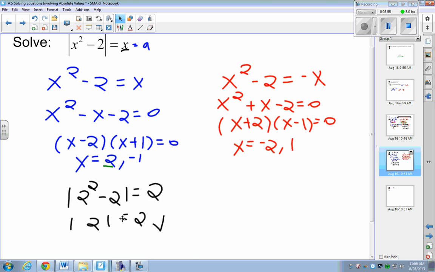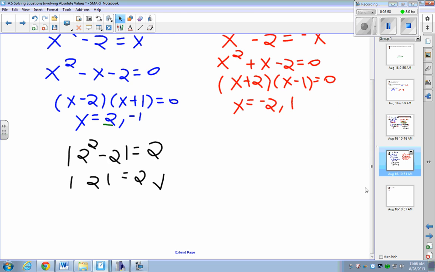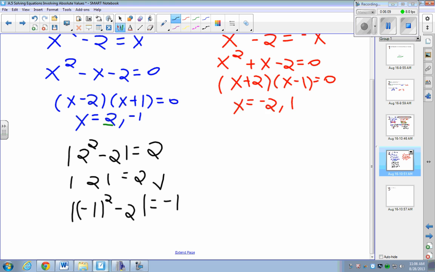Now let's try negative 1. All right, so we're going to have negative 1 squared minus 2 is equal to negative 1. And so when we square that, we're going to have negative 1 is equal to negative 1. However, we got a problem though, because the absolute value of anything negative is positive, so these two aren't going to equal each other. We can't have x equal to negative 1 be a solution.